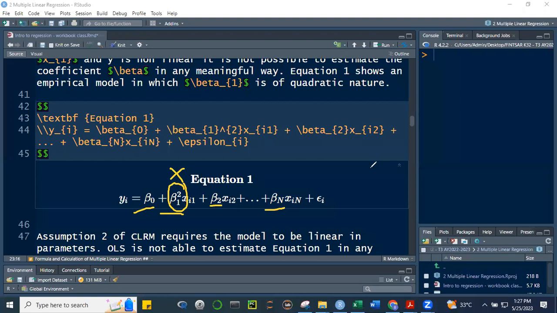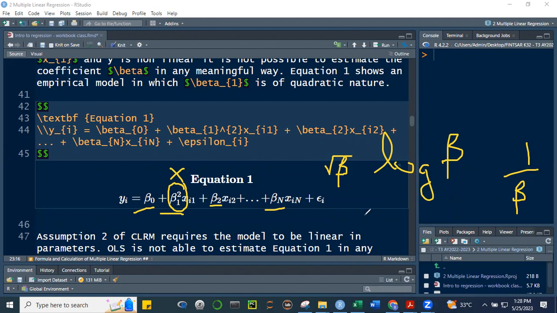If the parameter is squared, or a square root, it's not allowed. Beta cannot be log of beta. That's not allowed. Or 1 over beta, a reciprocal, that's also not allowed. So the parameters should always be linear: beta null, beta 1, beta 2, beta 3. They have no exponentiation, no reciprocal, no logs, etc.